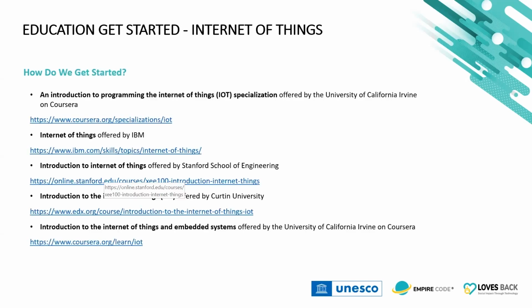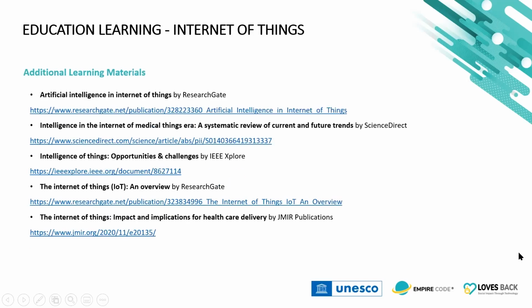How do we get started? An Introduction to Programming the Internet of Things specialization offered by UC Irvine on Coursera. Internet of Things offered by IBM. The Introduction to Internet of Things offered by Stanford School of Engineering. Introduction to the Internet of Things offered by Curtin University. An Introduction to the Internet of Things and Embedded Systems offered by the University of California, Irvine on Coursera.